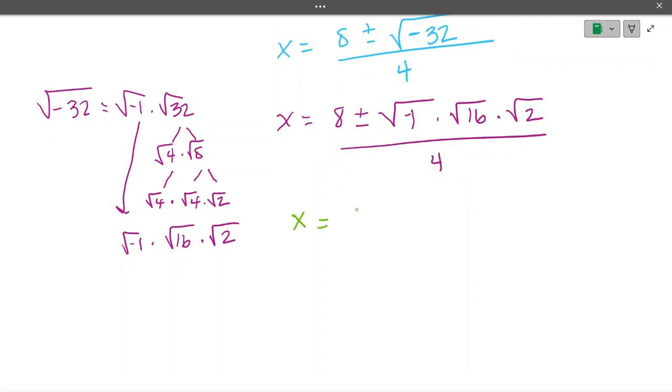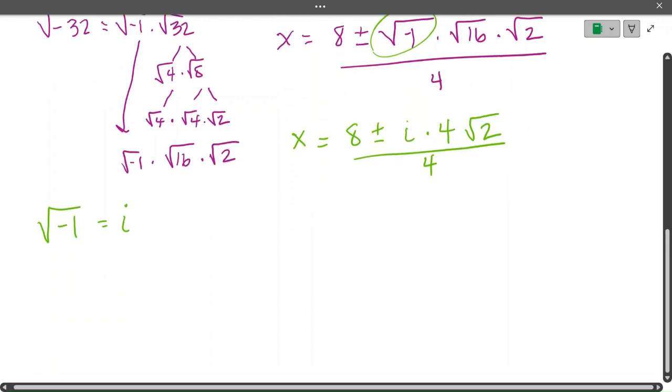And then we have x equals 8 plus or minus. We know that the square root of negative 1 is i. So remember, we talked about that on the last problem. The definition of an imaginary number is that the square root of negative 1 is i. So I'm just substituting i wherever I see the square root of negative 1, times the square root of 16, which is 4, and then the square root of 2 is just the square root of 2. And this is all divided by 4.